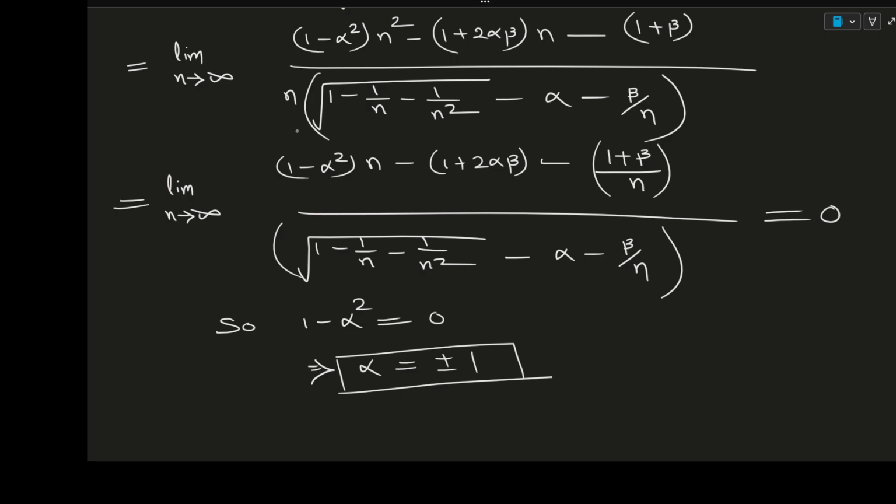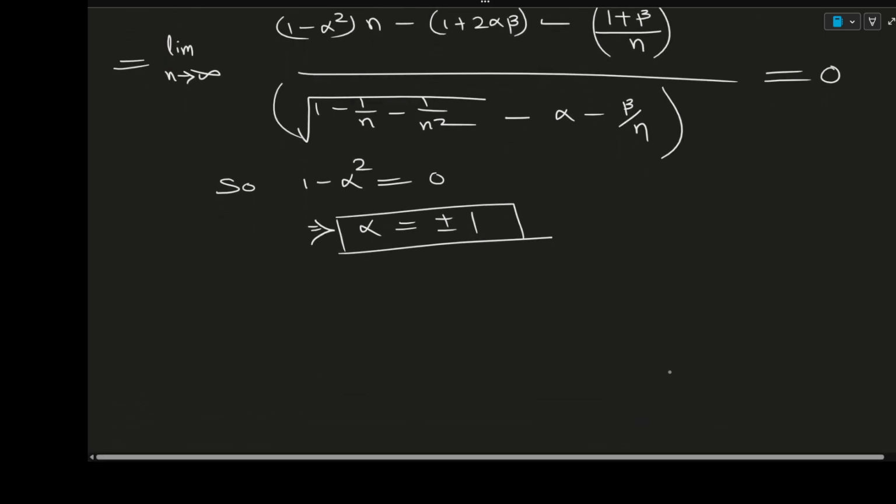But that is not true. That is not possible, right? It is given that the limit of this function is 0 when n tends to infinity. So now we got two values of alpha. It is possible when alpha is equal to 1 or minus 1. Now we'll see in the denominator what happens when n tends to infinity.